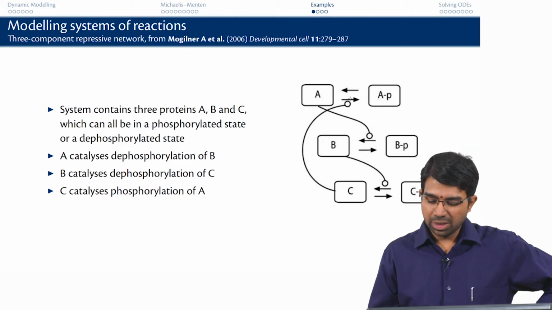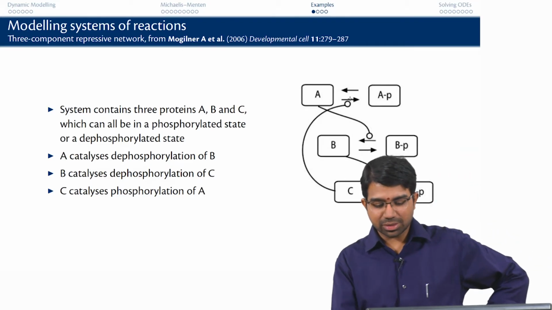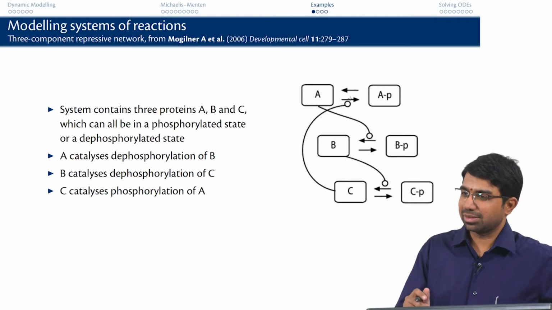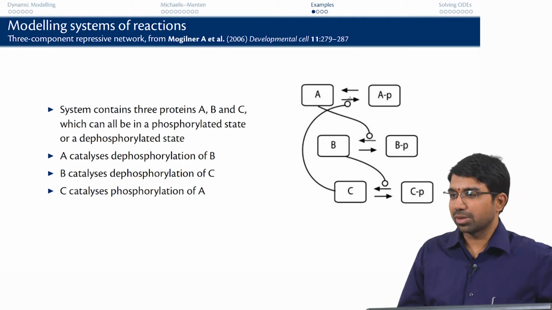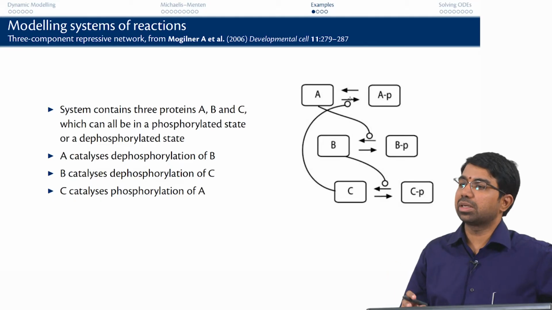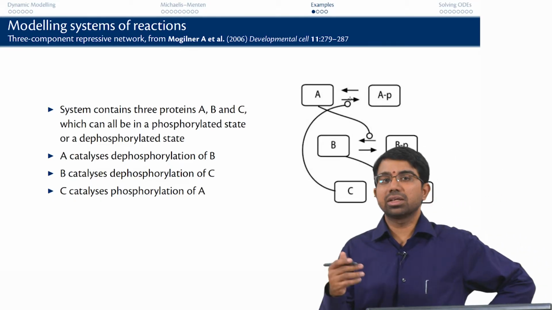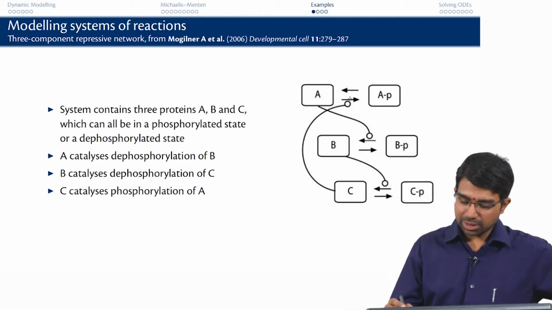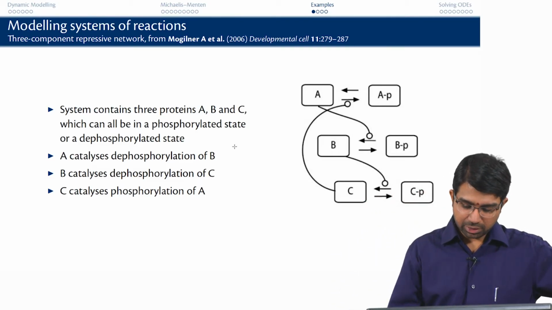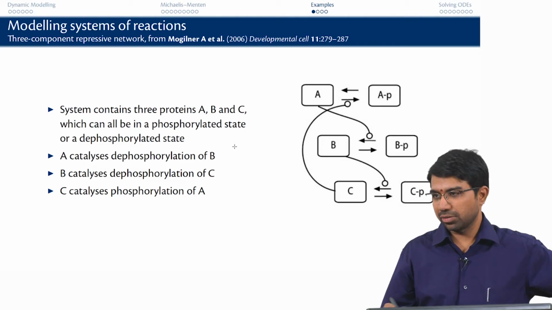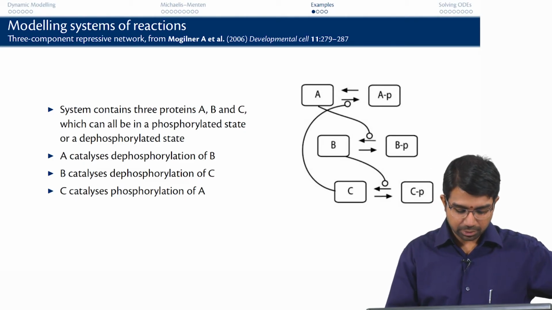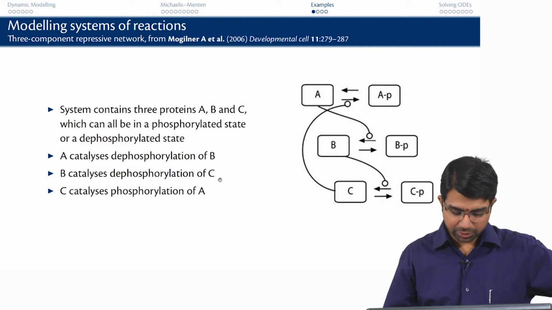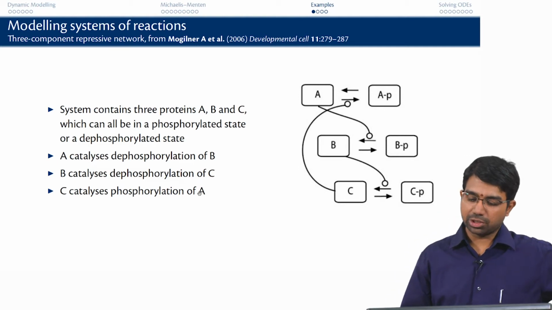It is not a repressilator as such. These are all catalysis reactions, so nothing inhibits. A repressilator involves A inhibiting B, B inhibiting C, C inhibiting A. We will study that when we look at Boolean models, but here you basically have a 3 phosphatase, phosphorylase system. A catalyzes dephosphorylation of B, B catalyzes dephosphorylation of C, and C catalyzes phosphorylation of A.